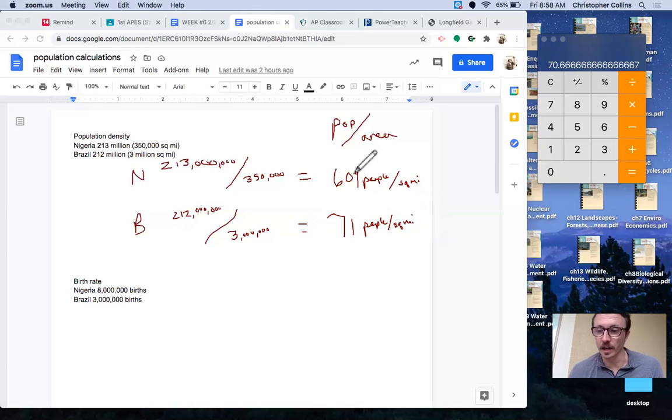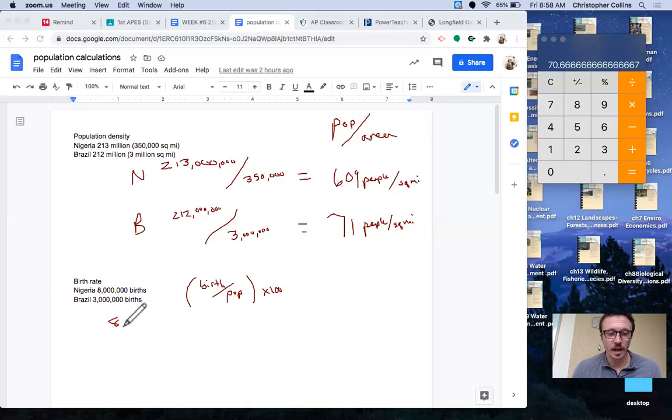So obviously in Nigeria, at a certain point, there might be issues with resource availability. They might have to import more resources than, say, a country like Brazil, which has a much lower population density, okay? Now let's go over here and let's do some calculations for birth rate. So we've got births in a year and deaths in a year for both Brazil and Nigeria. And so to calculate birth rate, it's just births divided by the total population. And if we're going to represent this as a percentage, right, we need to take this decimal and multiply it by 100.